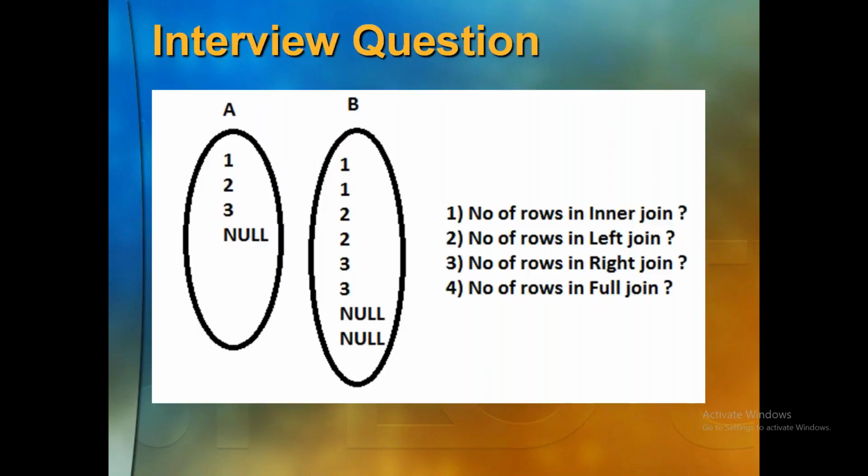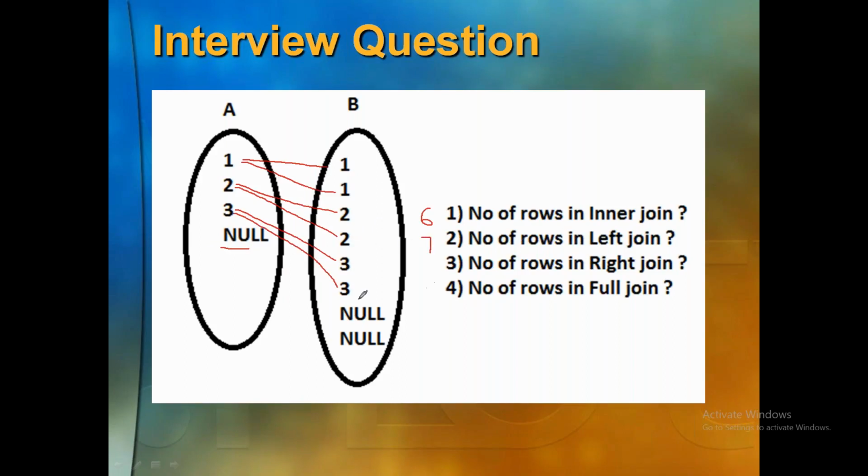The first question: 1, 2, 3, null and 1, 1, 2, 2, 3, 3, null, null. Number of rows in inner join, number of rows in left join. The answer we already discussed, right? Here 1 into 1 and 1 into 1, you will have two rows, and 2 into 2 and 2 into 2, two more rows, and 3 into 3 and 3 into 3. So it is 6 rows for inner join, plus 1 unmatched data, 6 plus 1, 7 rows.